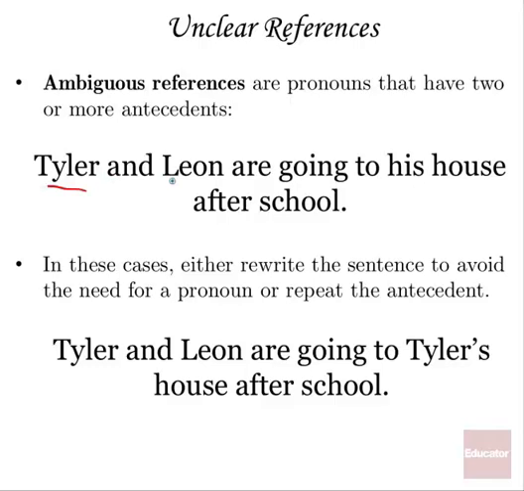Tyler and Leon are going to his house after school. Well, whose house are we talking about? Someone male, but Tyler and Leon are both male first names, so how do we know whose house they're going to? In these cases, either rewrite the sentence to avoid the need for a pronoun or repeat the correct antecedent. So you'd say, Tyler and Leon are going to Tyler's house after school. That solves the problem nicely.